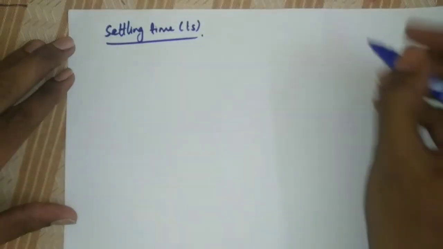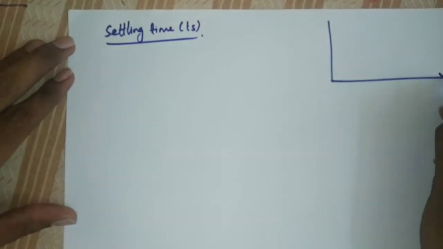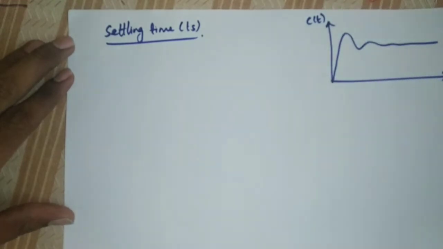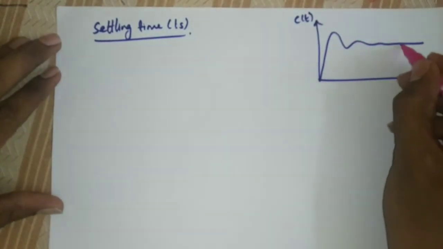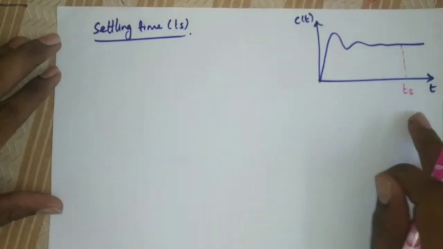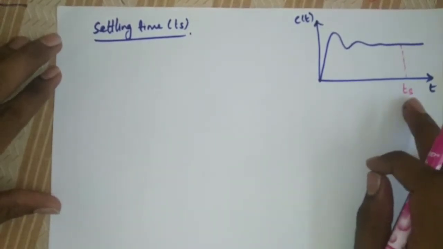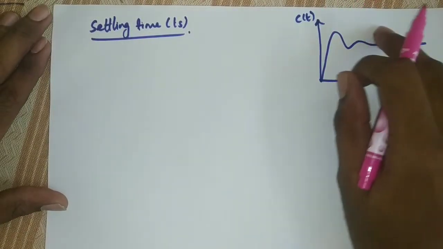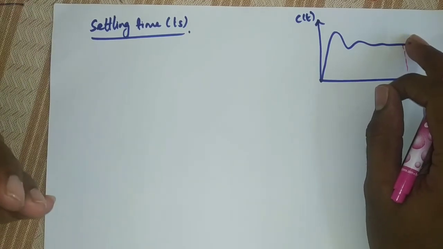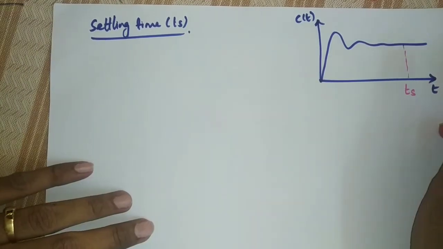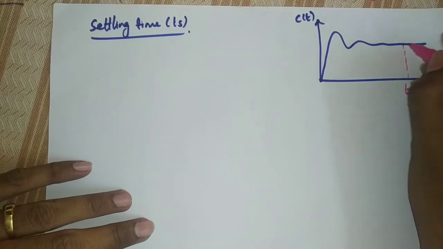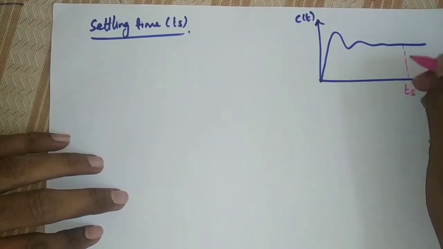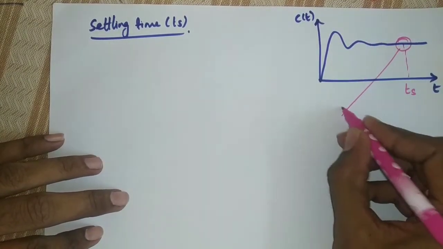Settling time, Ts. Settling time is the time period at which the system is staying in a steady state response. If you analyze the waveform during the time period Ts, there will be a very small oscillation.